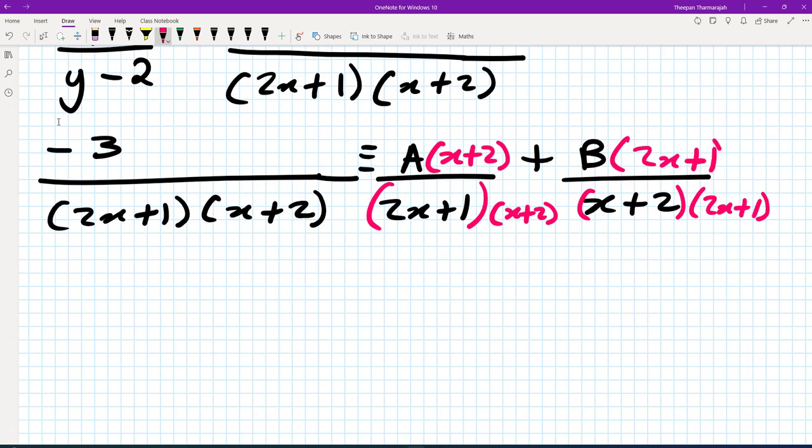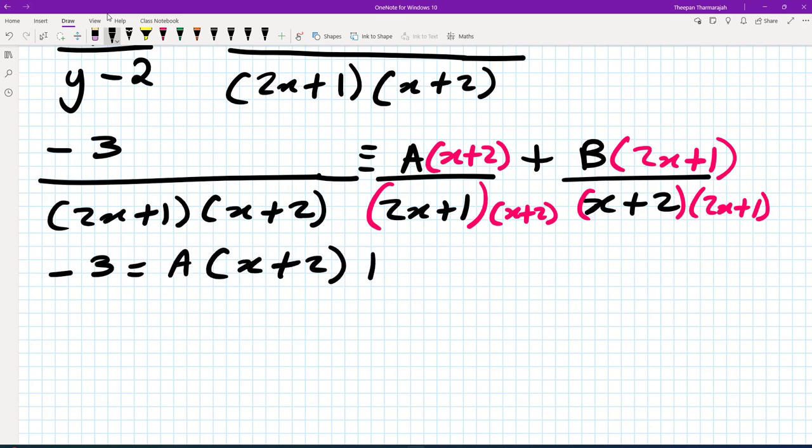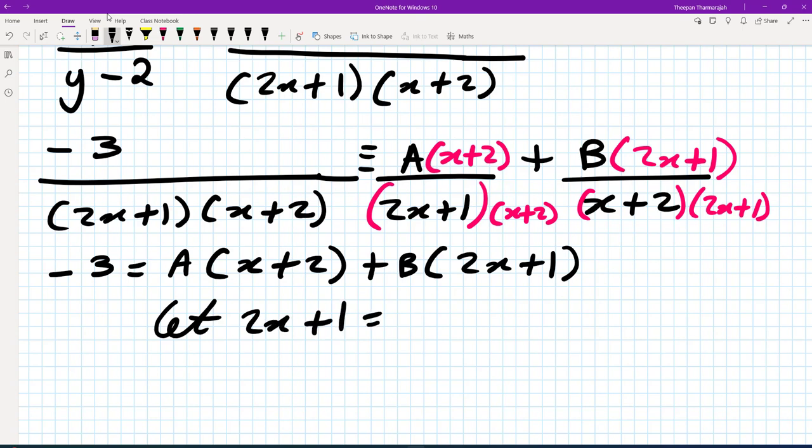So now we can say that minus 3 is a times x plus 2 plus b times 2x plus 1. And in partial fractions, we want to make either one bracket equal to 0, then solve for the other. So I'm going to solve for a first. I'm going to say let 2x plus 1 equal 0, and solve for the value of x we need.